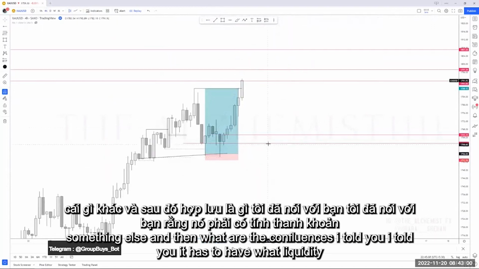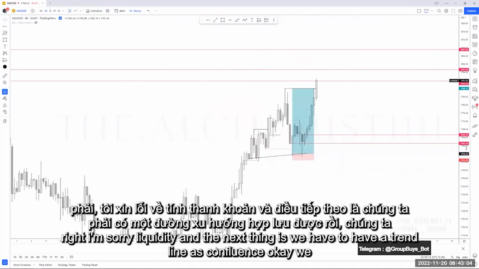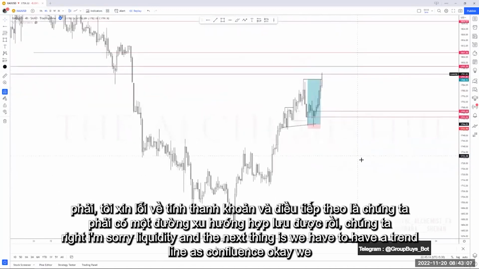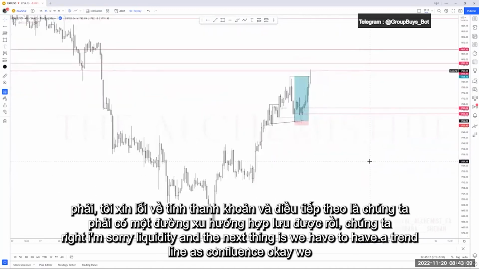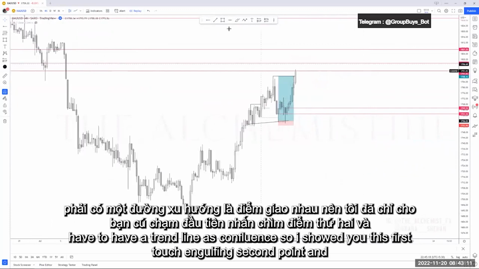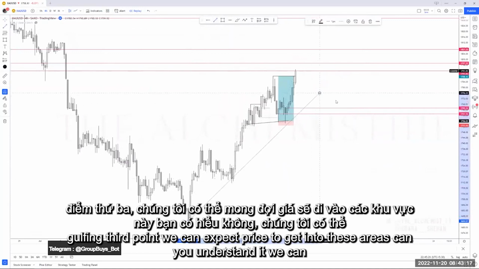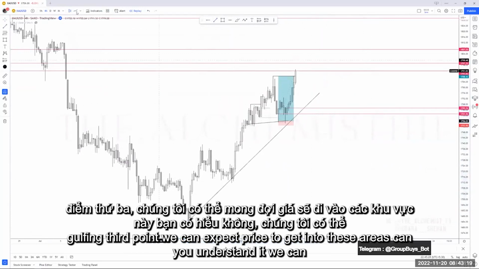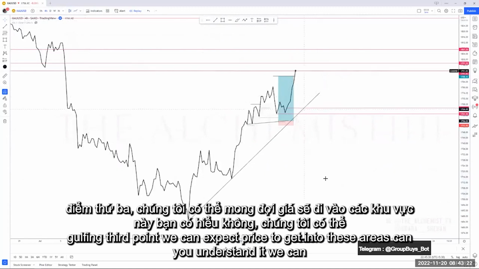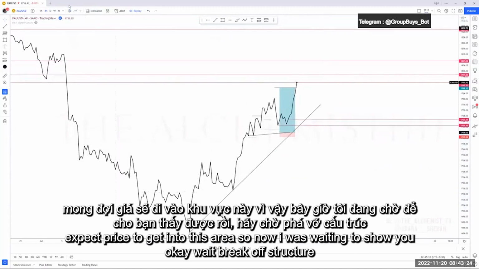And then what are the confluences? I told you it has to have what? Liquidity, right? And the next thing is we have to have a trend line as confluence. So I showed you this. First touch, engulfing. Second point, engulfing. Third point, we can expect price to get into these areas.